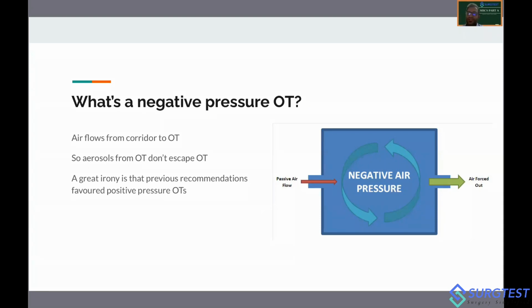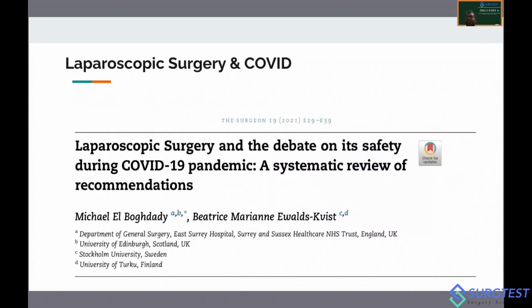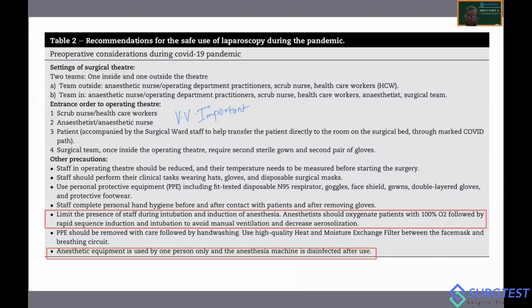through a special vent. So from an entrance exam point of view, what you should remember is that a negative pressure OT is ideal. There is one 2021 paper which analyzes about 160 different papers related to laparoscopic surgery and COVID, and they have a set of guidelines. They have summarized the guidelines from all the different papers and given it to us.